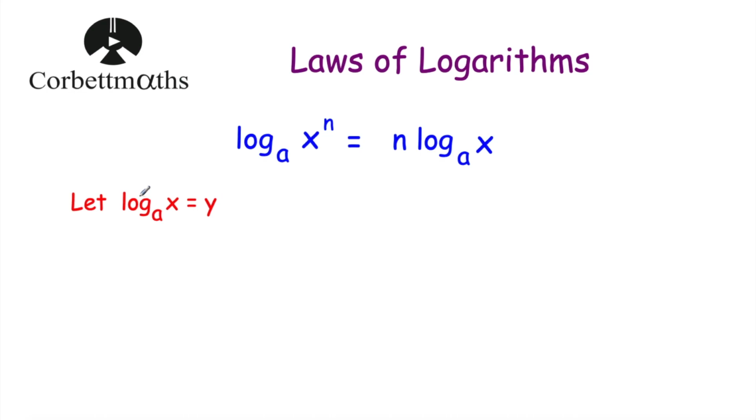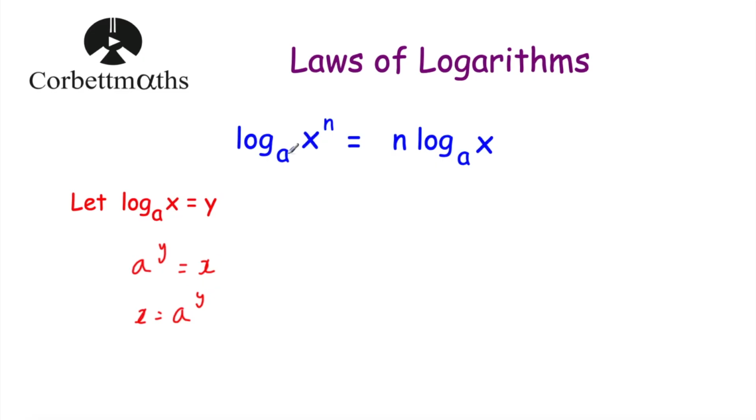So let's have a look here. We've got something as a logarithm. Let's write it in index form. So we've got the base, the power, and the answer. So a to the power of y is equal to x. Now I'm going to turn this around and write x is equal to a to the power of y.